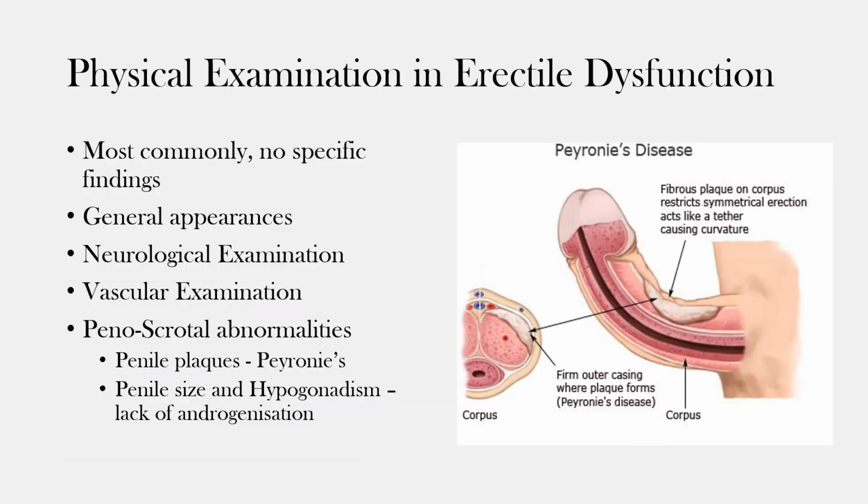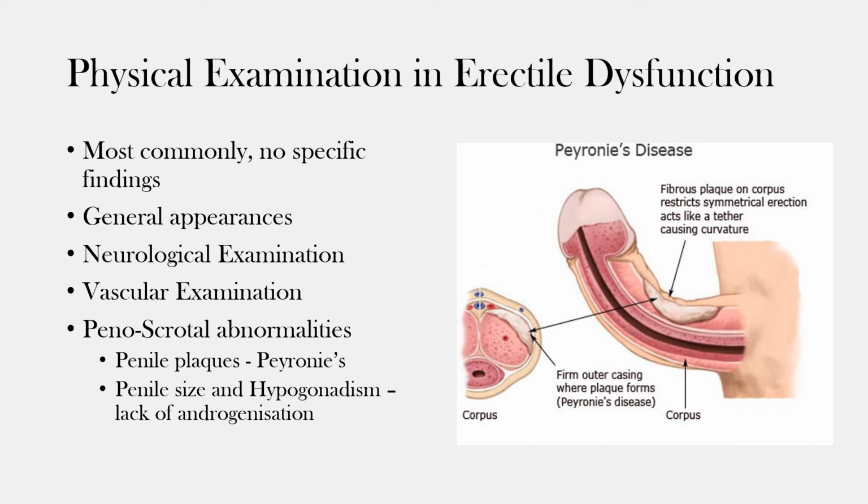Okay, how would you examine for erectile dysfunction? Mostly you're not going to find anything too obvious. If you see something like on this picture on the right, Peyronie's disease, which is a fibrous plaque within the corpus cavernosum, which causes a structural abnormality, that can be an obvious sign. But besides that, you may not see anything besides what you may pick up as risk factors.